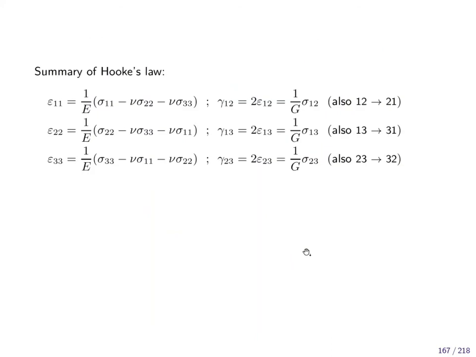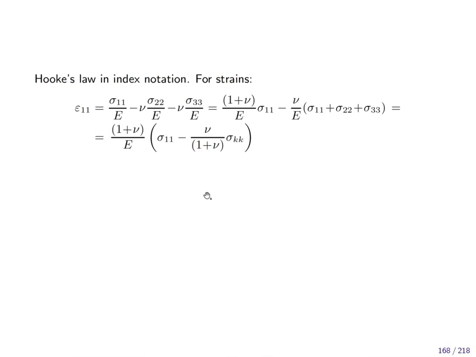Now, summary of the first section. Summary of Hooke's law. We take the strain as a consequence of various stresses. We take the shear strain, sorry, the angle change or the shear strains as a consequence of shear stresses for all these indices, for all these configurations, all three directions, all three phases. And now I want to show you how the stress-strain relation looks in index notation. How does Hooke's law look in index notation?